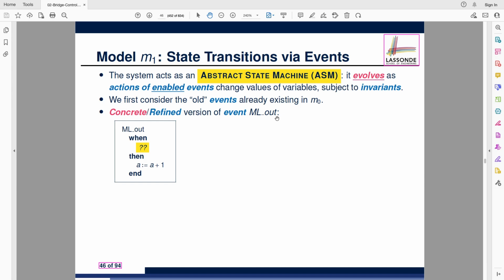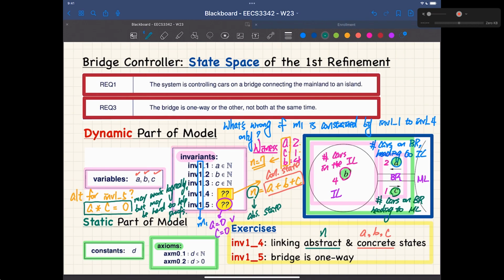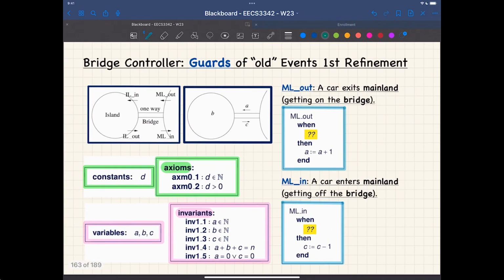Okay, ML out. This one here, the action is pretty straightforward. Think about what's happening over here. If you look at the diagram over here, right, just cleaner. So here we talk about ML out. And again, this will be the definition for ML out. A car exits from the mainland whenever this event occurs. So that means if you look at this diagram over here, there's a car over here that wants to exit from the mainland onto the bridge, if it is allowed to do so. In that case, it's going to be represented by ML out.